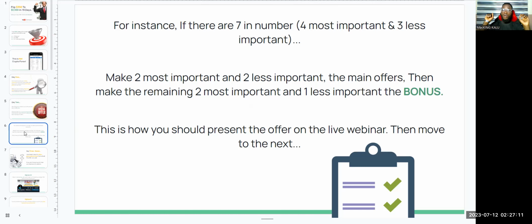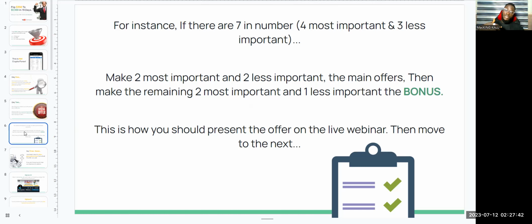Make two of those offers you've written down, two from the most important and two from the less important, the main offer. I hope you are listening to me. Remember, I said your main offer should not be less than three and should not be more than five. Then, if you want to add bonus, you can add as many bonuses as you want, but it should also be an odd number, three or five.